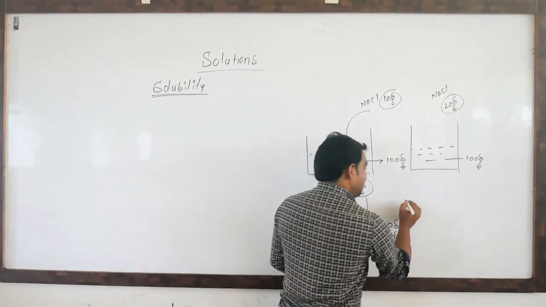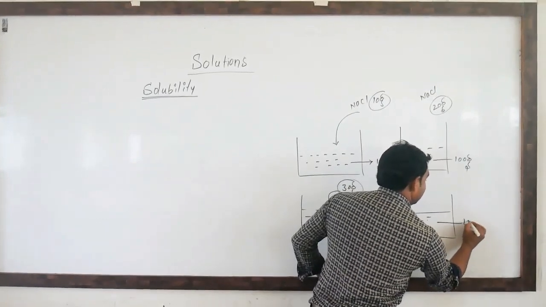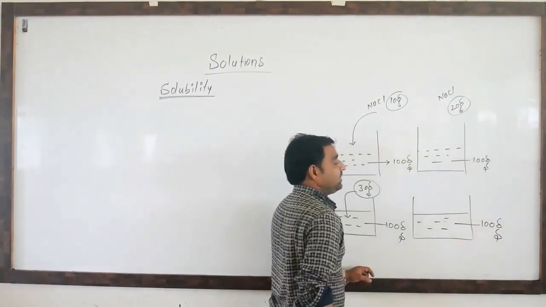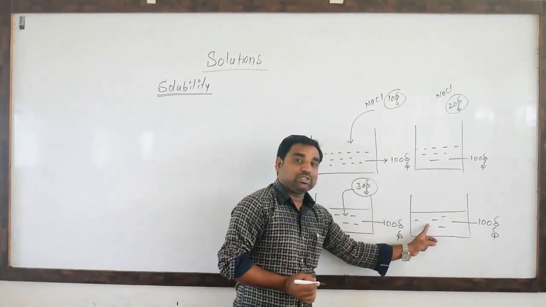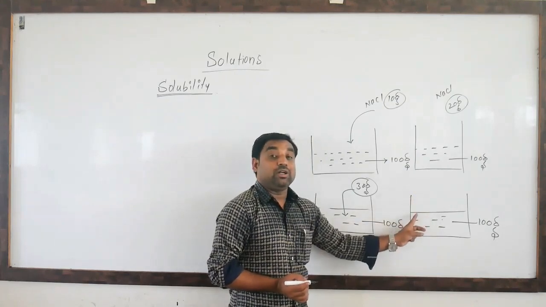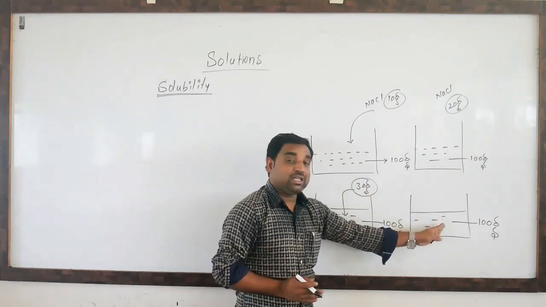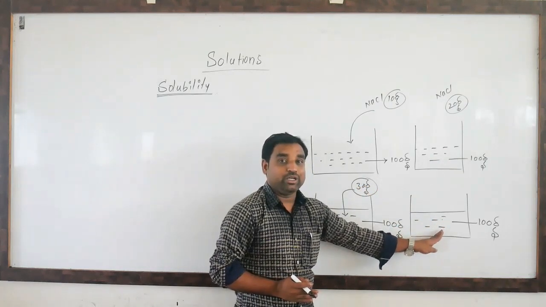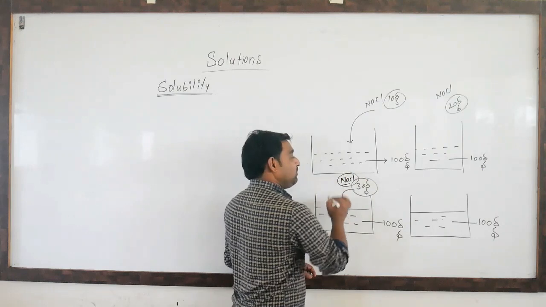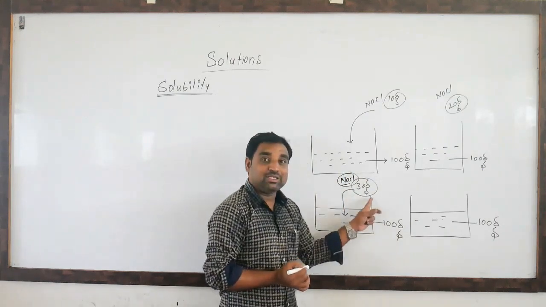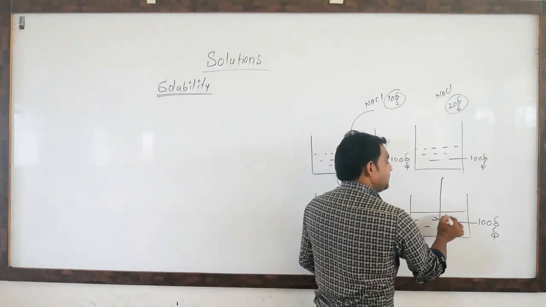I will take one more example, a beaker containing the same solvent, that is 100 gram. If you add still more solute to the 100 gram of solvent, that solute will not dissolve after a certain point. For example, after the 30 gram of solute, if we add another amount of solute, that will not be dissolved. It means the maximum amount of sodium chloride dissolved in 100 gram is 30 gram. After that, if we add still more solute, it will not be dissolved.